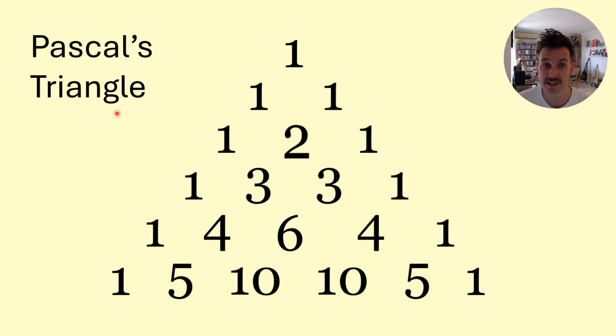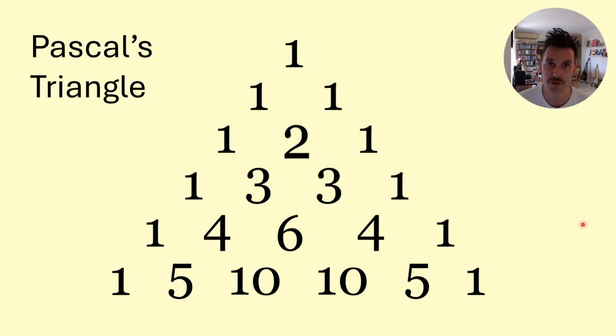If you've not seen Pascal's triangle before, this is what it looks like. We've got a leading diagonal of 1s on each side, and then each of the digits in the middle is made up by adding the two numbers above it. So this 3 comes from 1 plus 2, for example. This 6 comes from 3 plus 3. This 10 comes from 6 plus 4.